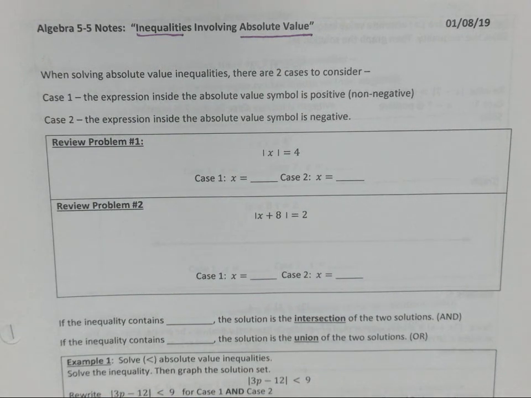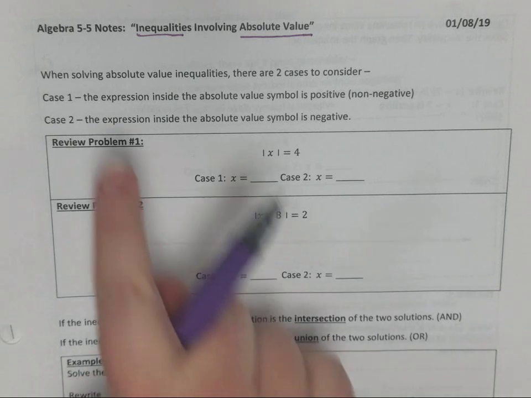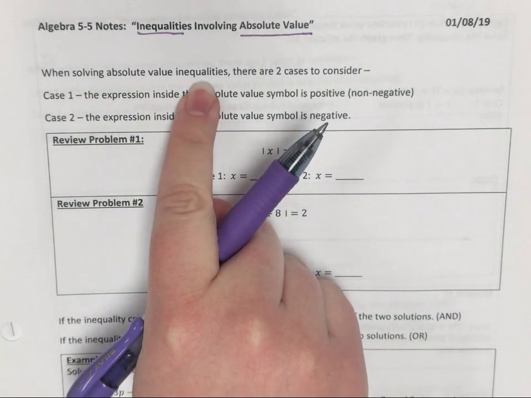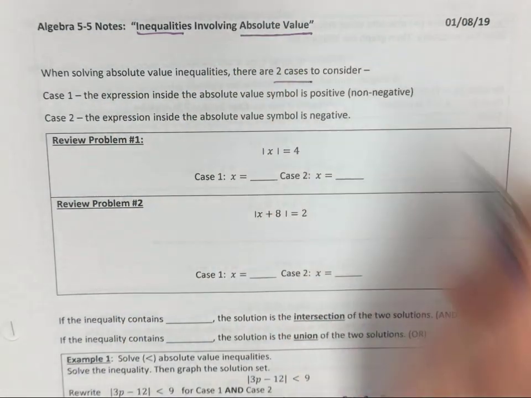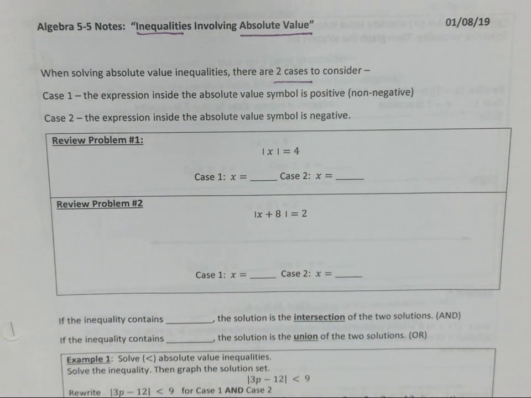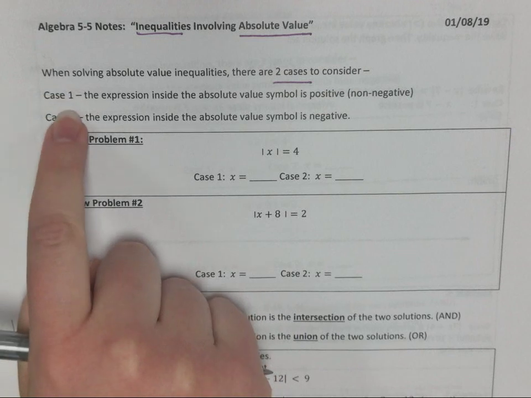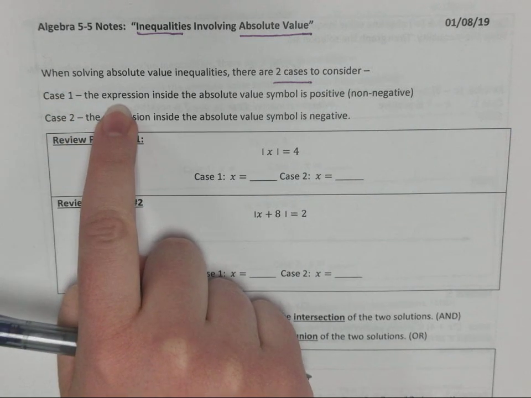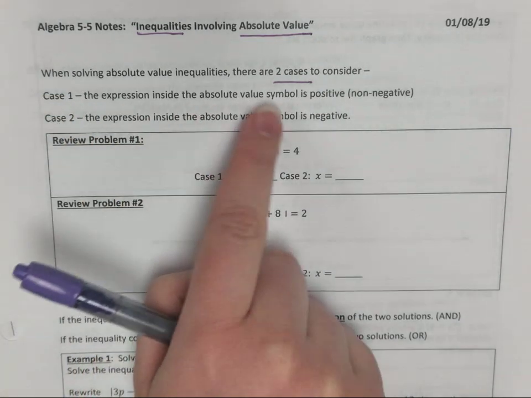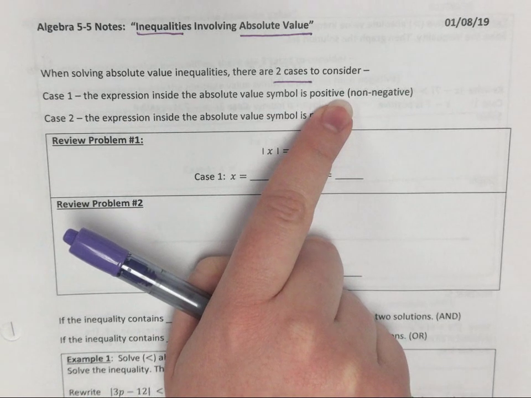You should be okay with your inequalities, absolute value, where we're going to have to do a little bit of a refresher on, okay? So when solving absolute value inequalities, there are going to be two cases, and that's the most important thing, that we remember that there are two different ways to get this answer, or two different answers here. So case one is going to be that the expression inside the absolute value symbol is positive, okay?